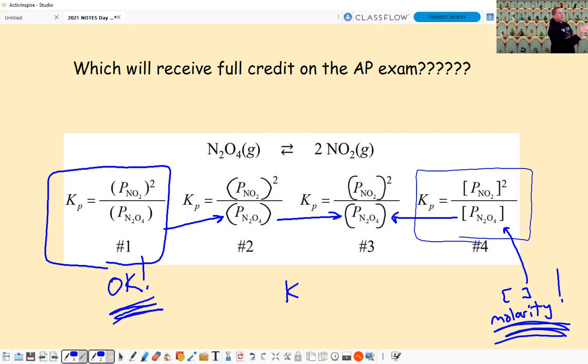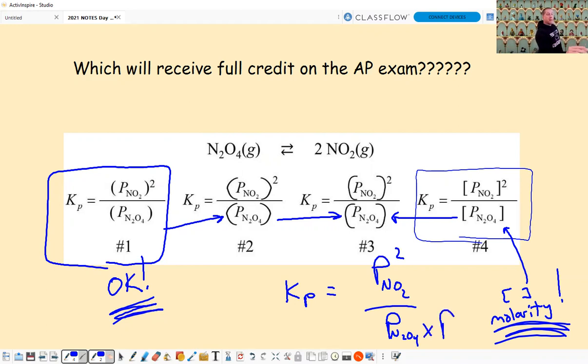So the best way that I suggest to do this Kp expression would be NO2 squared over the pressure of N2O4. No parentheses, no brackets, no worries about anything else because you don't need it. And if we had another one, let's say times another gas, we don't need parentheses. We don't need brackets. I would suggest not using them.